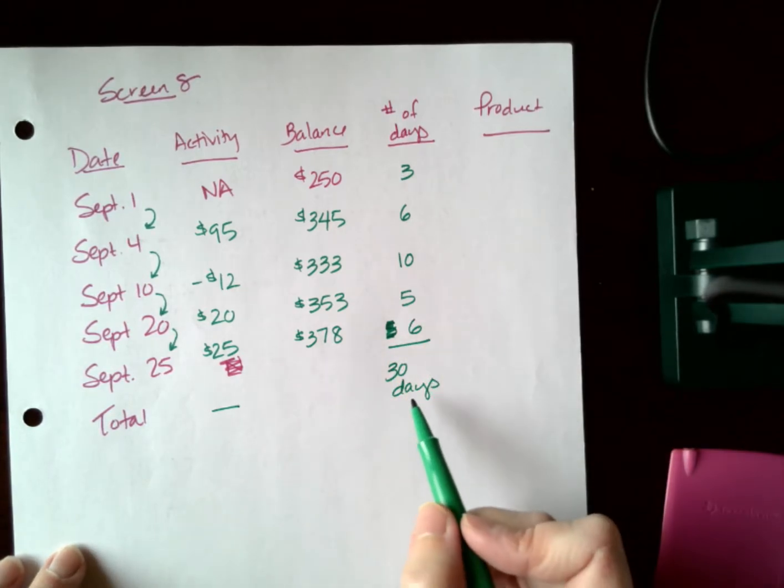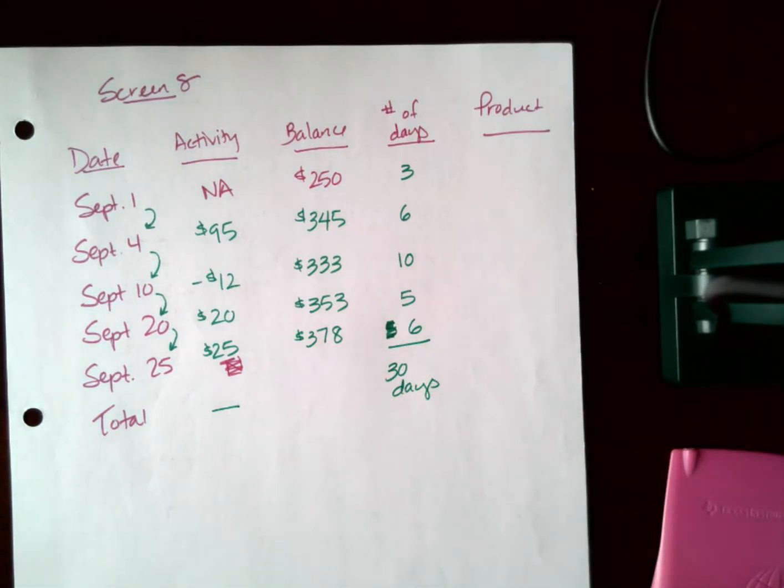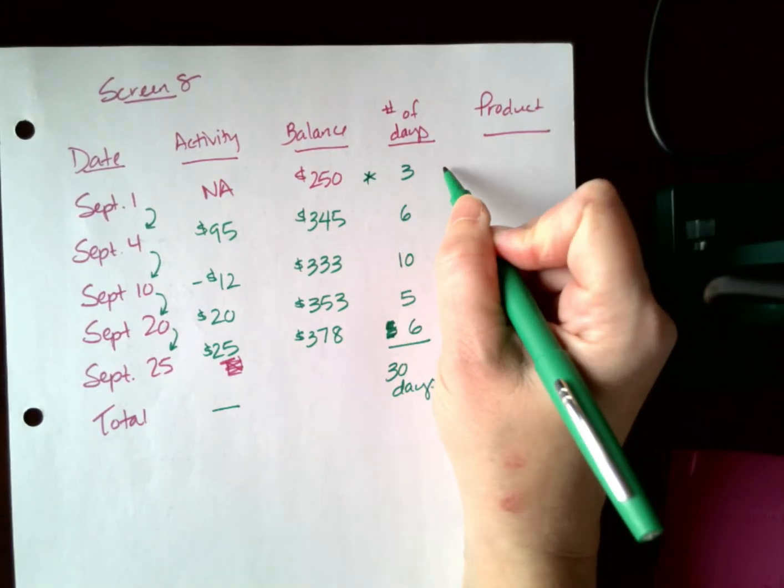If you're working on one of these and you don't get the correct number of days in a month, we need to stop and go figure out what the problem is before proceeding, because we need that part to be right for sure. We're going to find a weighted average of all of these balances on all of these days. So to do that, a calculator is really handy. We're going to do all of these products.